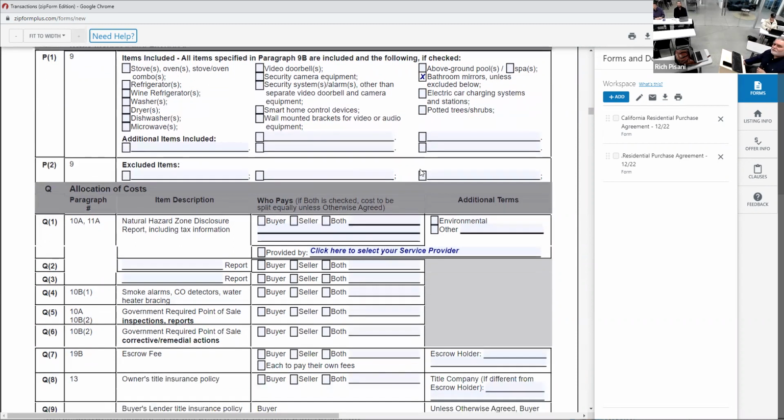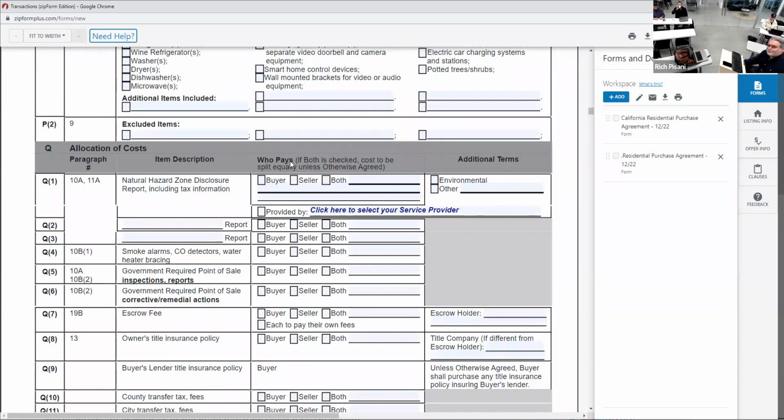And excluded items, if it's in the MLS, it doesn't make it to the contract. If there are items in the MLS that are excluded that your buyer doesn't care about, make sure that they're in this agreement. Or if you're a listing agent, make sure that they're in a counter if they're not in this agreement, because just because it's written in the MLS is not a contract. This is the contract. So make sure that all that is there.